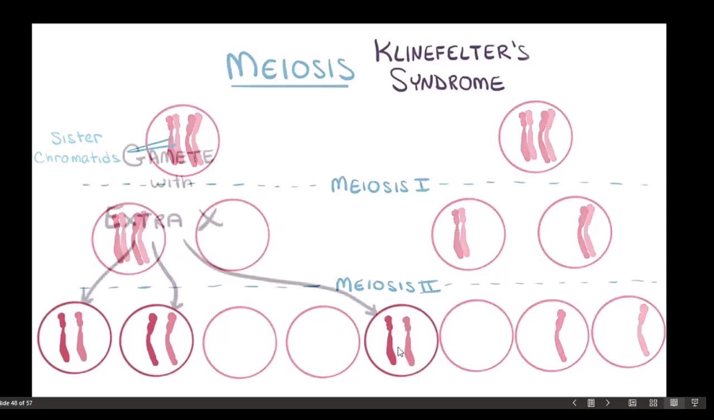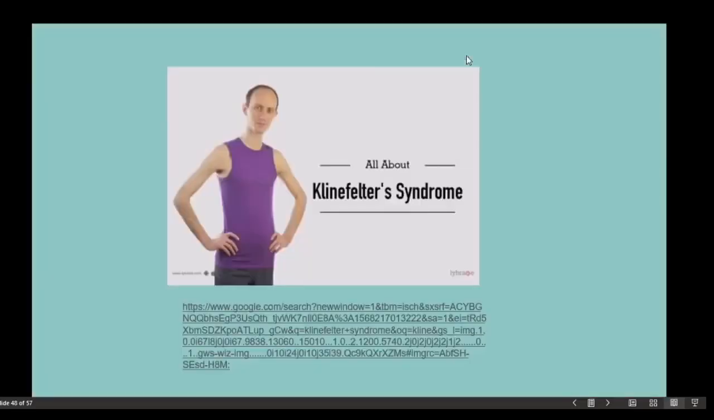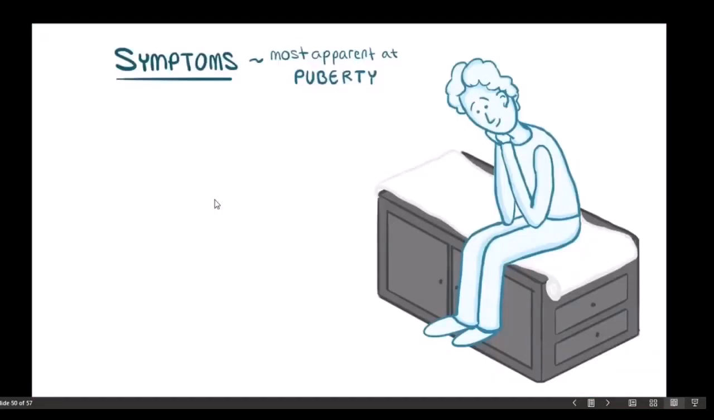Now, if this is fertilized, this would result in two copies of the X chromosome with one copy of the Y chromosome, now forming this XXY. And again, this results in Klinefelter's syndrome. So this is an example of a person having Klinefelter's syndrome. And again, this happens in males, and the symptoms are most apparent at the stage of puberty.